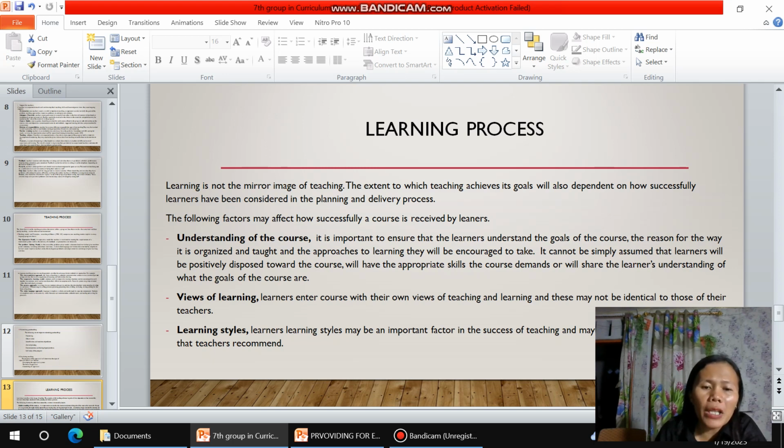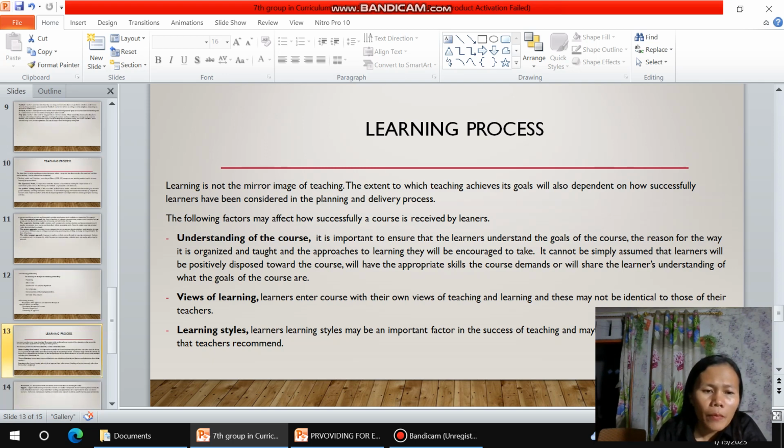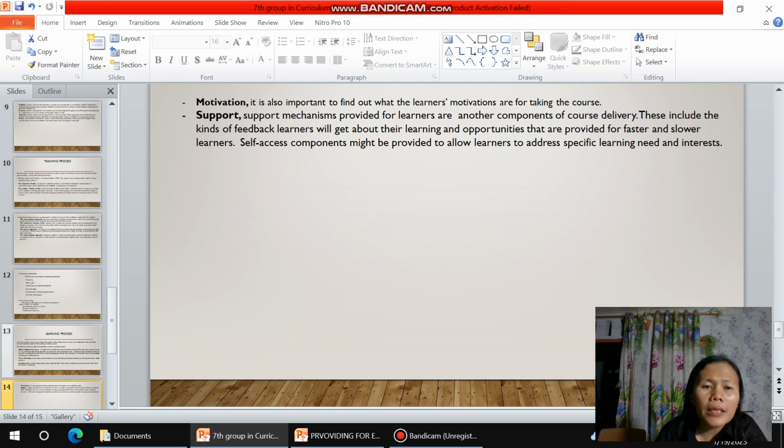The second, views of learning. Learners enter a course with their own views of teaching and learning, and these may not be identical to those of their teachers. And the third, learning styles. Learners' learning styles may be an important factor in the success of teaching and may not necessarily reflect those that the teacher recommends. And the next, motivation. It is also important to find out what the learners' motivations are for taking the course. And the last, support. Support mechanisms provided for learners are another component of course delivery.